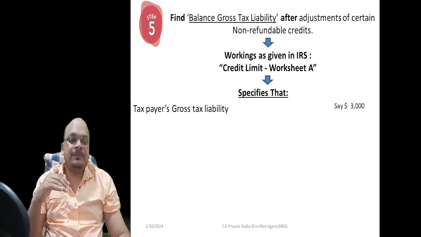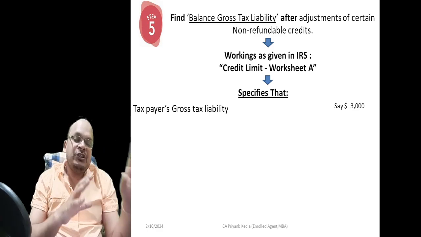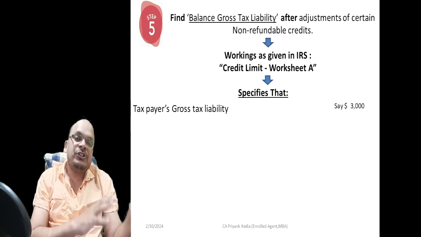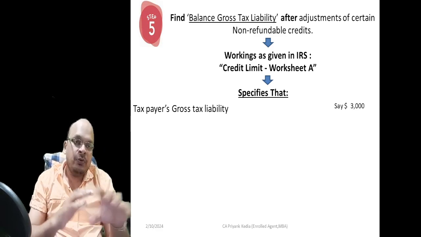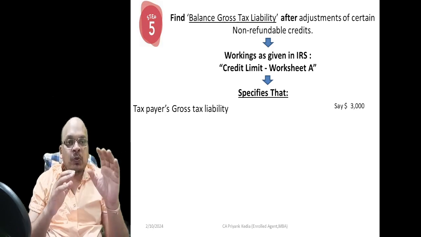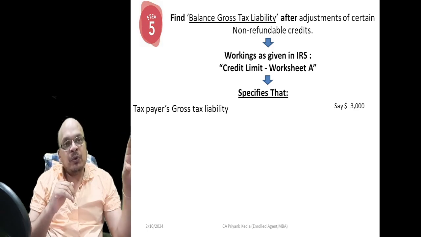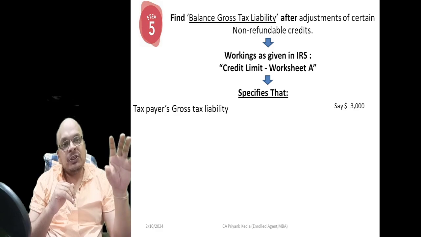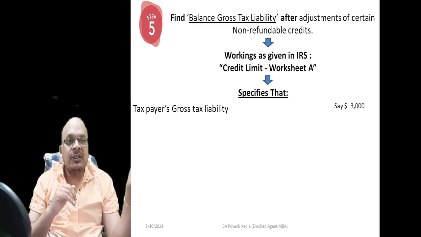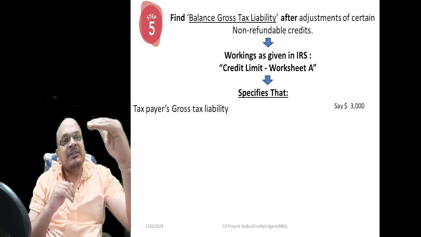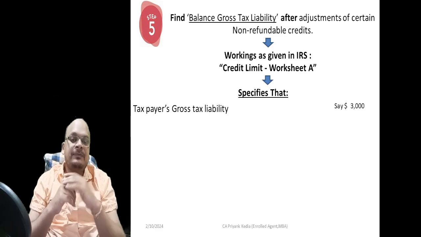So all these non-refundable credits are mentioned in the credit limit worksheet A. You can Google it and you can find it out. So what this will do is, due to the utilization of all other non-refundable credits, the gross tax liability will already reduce to a certain extent, right?